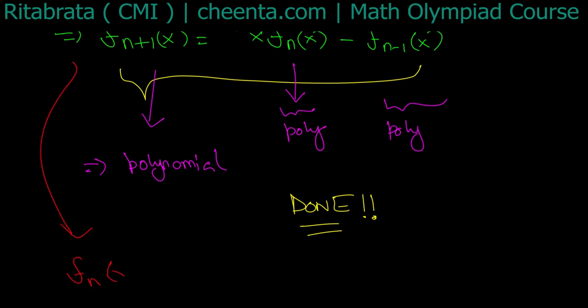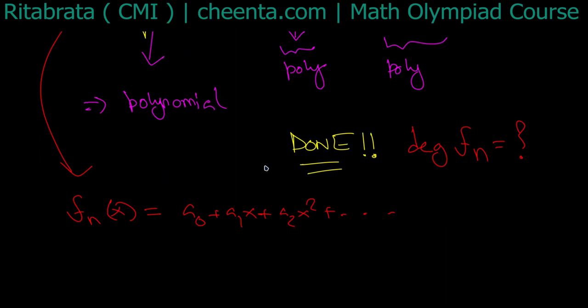Like f_n(x). What is the degree of f_n? And it is some a_0 plus a_1 times x plus a_2 times x squared and so on. Can you find these expressions? Like, can you find the explicit expression for f_n? Try that on your own. And I'll give another problem.